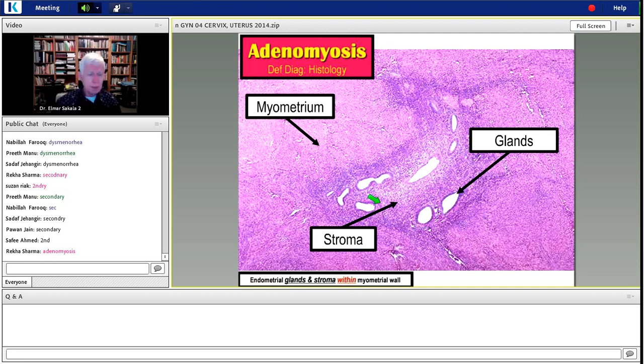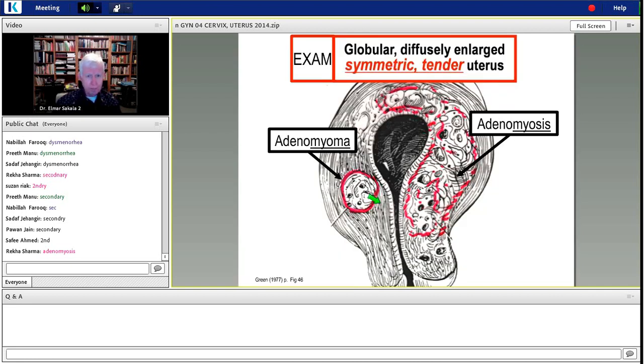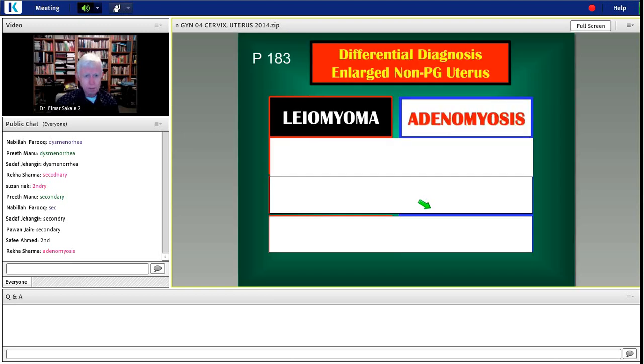There's many theories, and probably one of the main ones is that the mesoderm, which was totipotential, most of it differentiated into myometrium, but some of it decided it was going to go into endometrial glands and stroma. And so it's just totipotential tissue. They call it rests, embryonic rests of tissue, just developed into something other than what it should have. It is typically benign. On exam, globular, diffuse, tender, symmetrically tender uterus. And often it is diffuse throughout the uterine cavity like this.